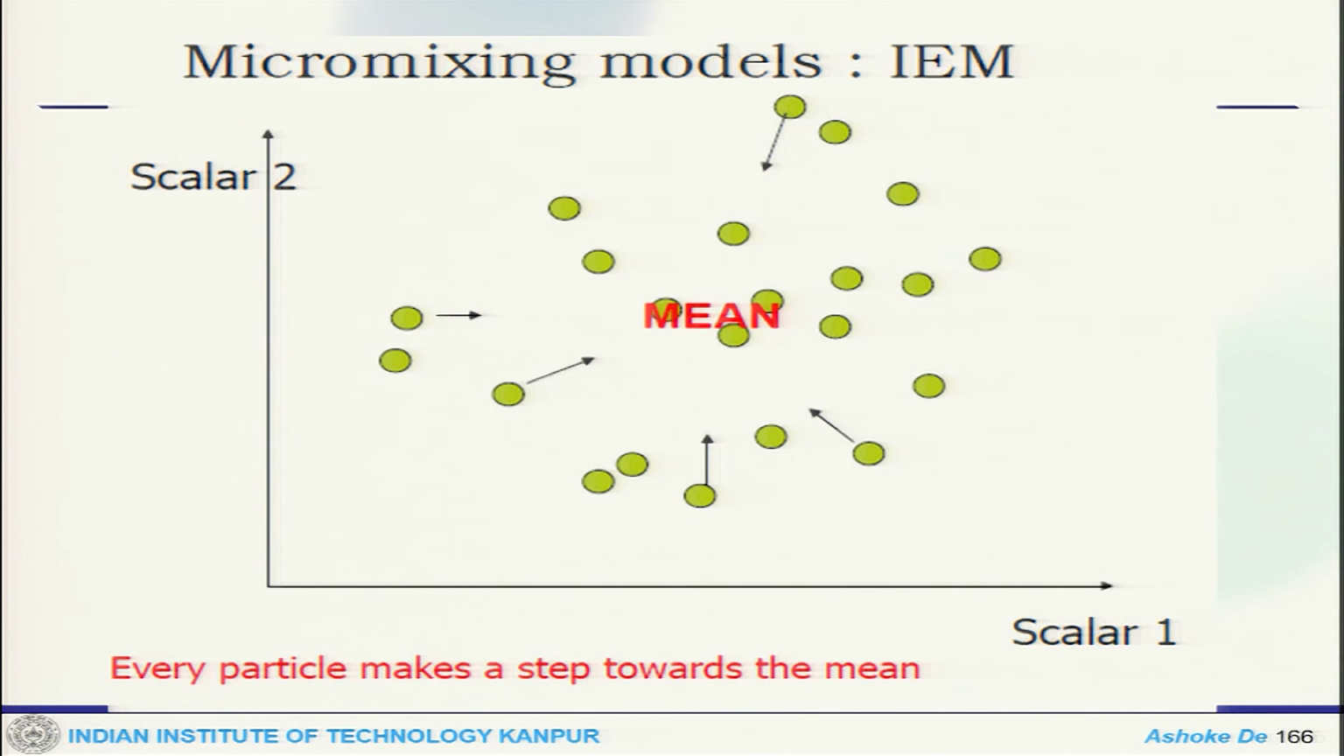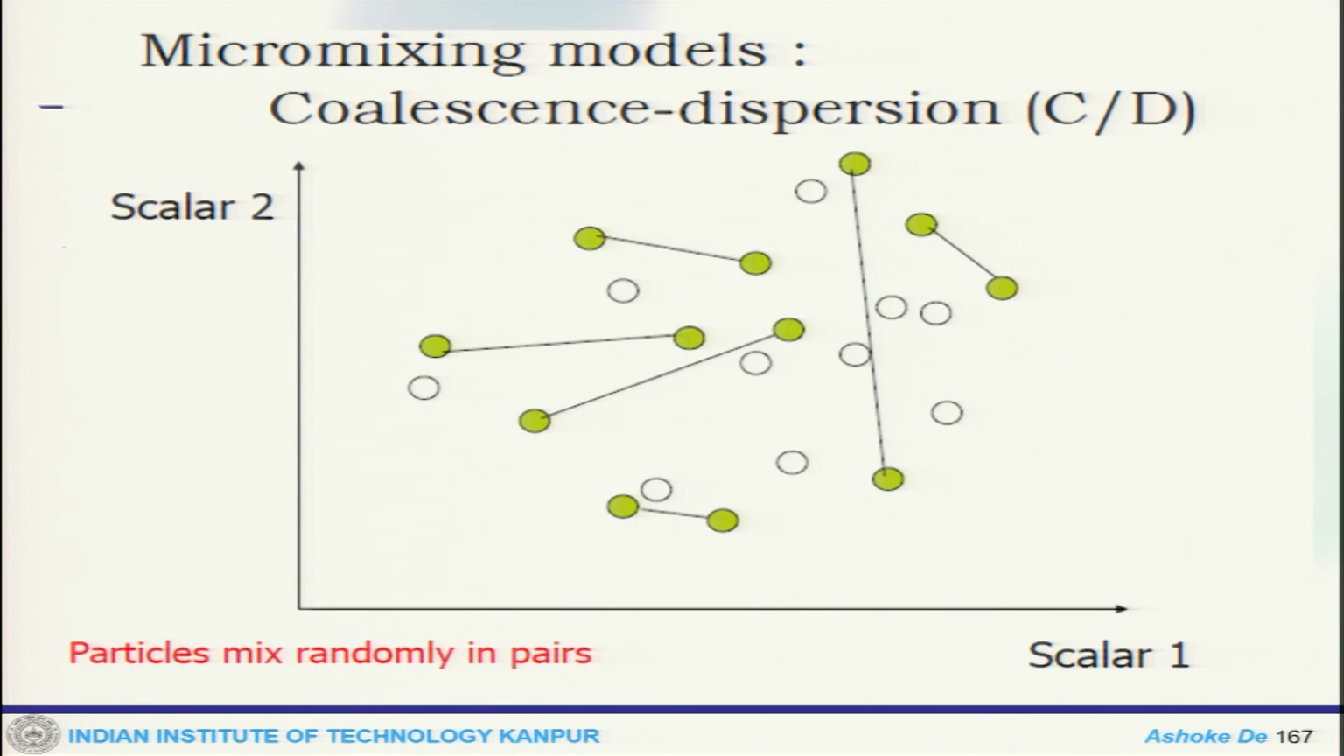This is one of the mixing models that was available. Then there are two other models, one is called the coalescence dispersion or CD, or modified CD, where if this is the scalar and this direction is another scalar, the particles mix randomly in pairs. This is how the mixing model works. So, this is another model which is also often available, but it depends on the flow field.